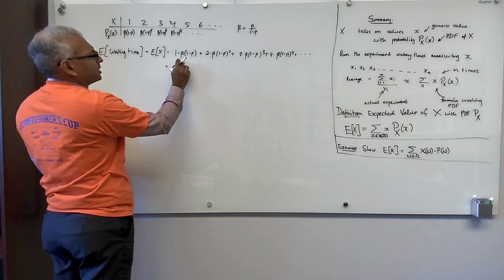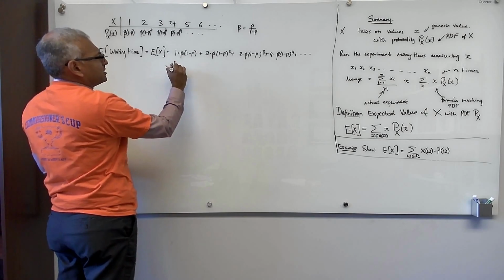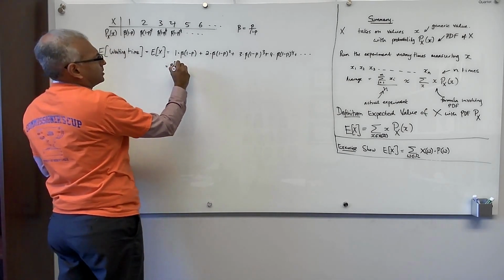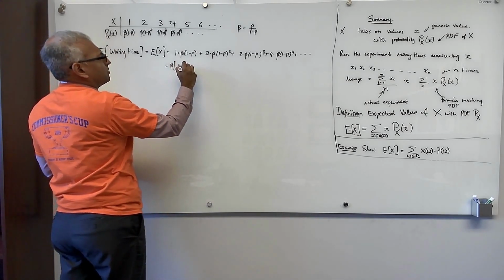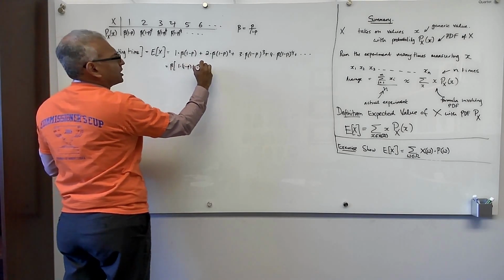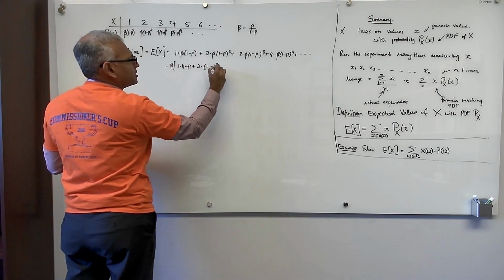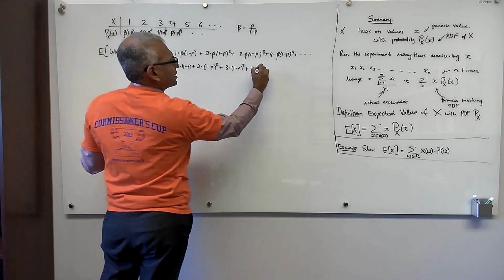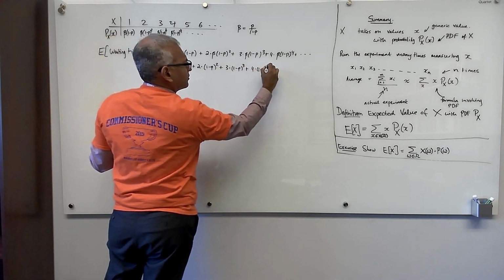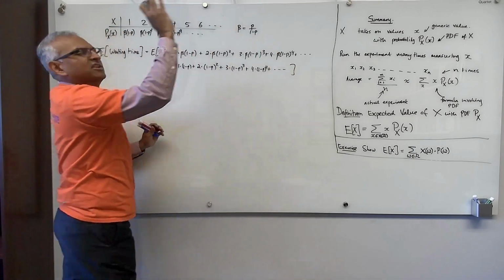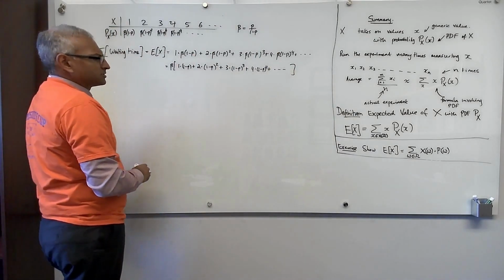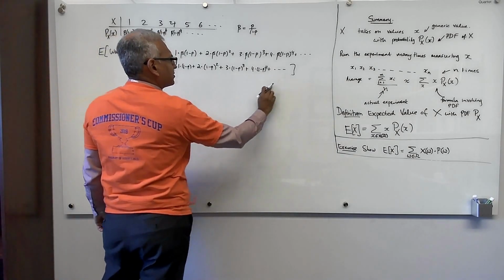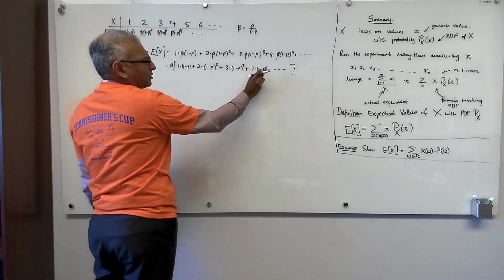So this is equal to, I'll pull out the beta. So it's beta times 1 times (1 minus p) plus 2 times (1 minus p) squared plus 3 times (1 minus p) cubed plus 4 times (1 minus p) to the fourth plus and so on. So it's an infinite sum. It's almost an infinite geometric progression, if not for the 1, 2, 3, 4, and so on.